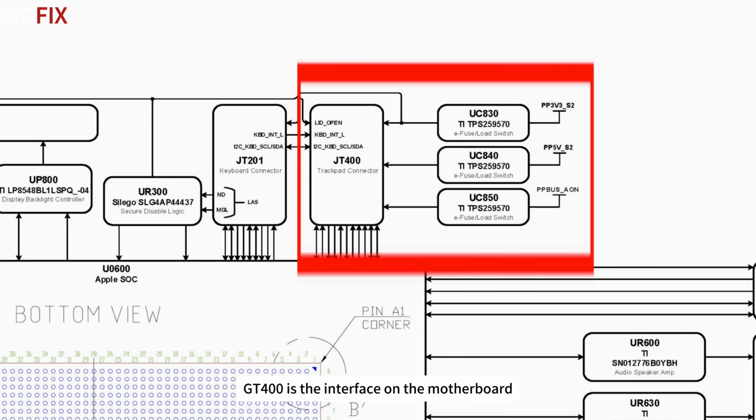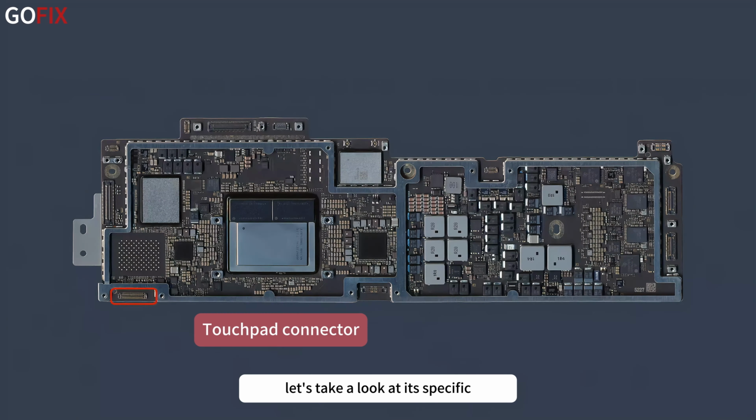GT400 is the interface on the motherboard, responsible for connecting the trackpad. Various power supplies will first pass through the corresponding electronic fuses and then power the trackpad through this interface. Let's take a look at its specific location on the motherboard.